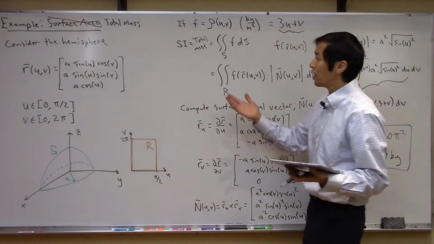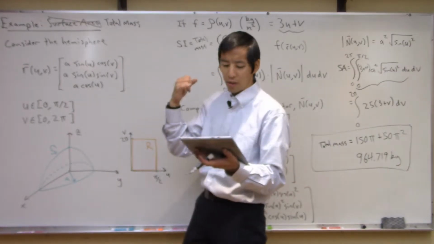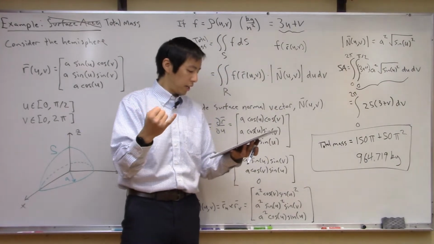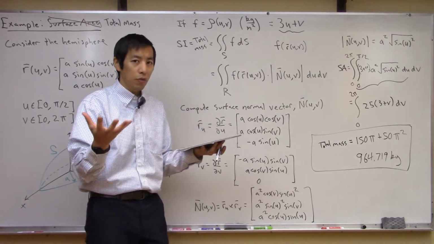Great. So as you can see, this is actually pretty darn helpful. You can use this surface integral of a scalar function to do things we saw, like computing surface area. You can get total mass. You could get centers of gravity if you want.